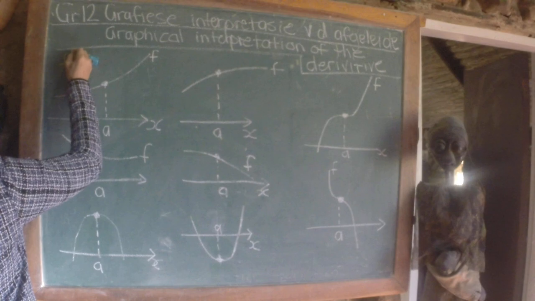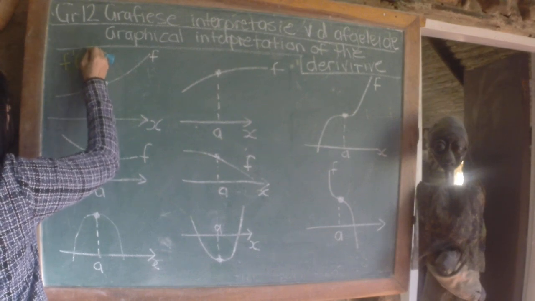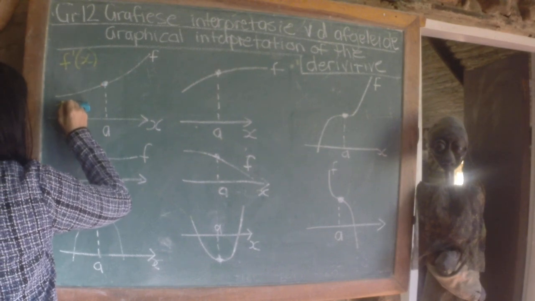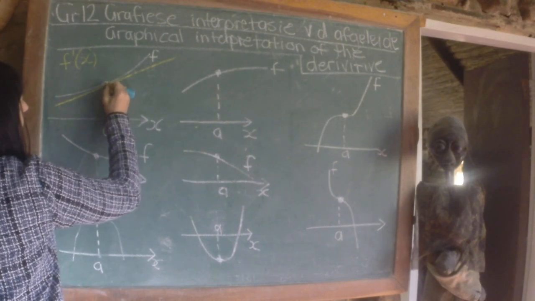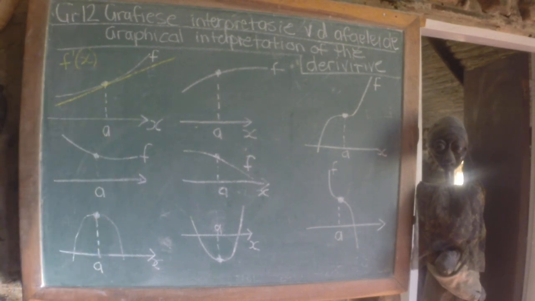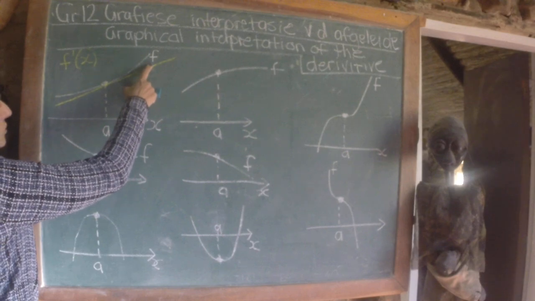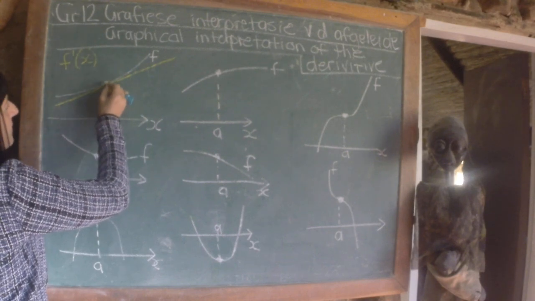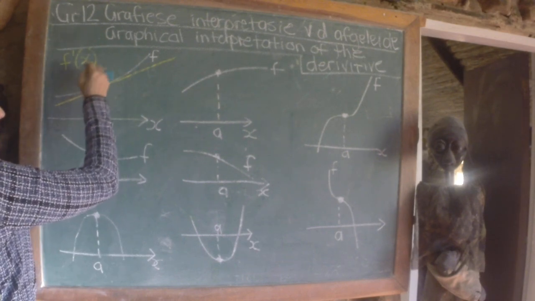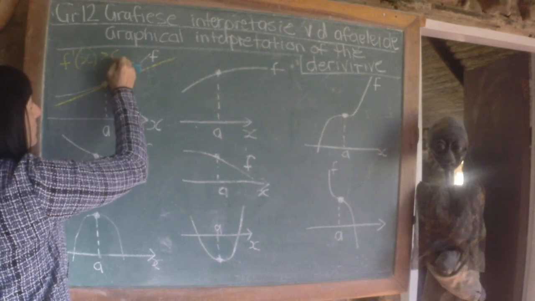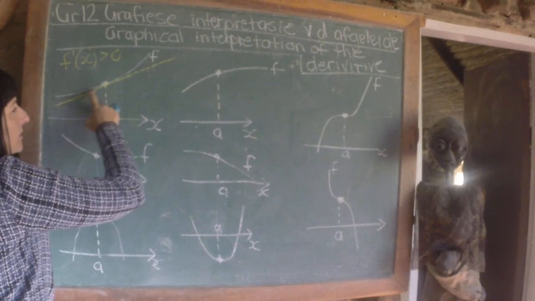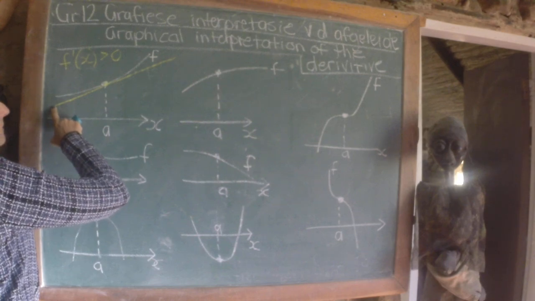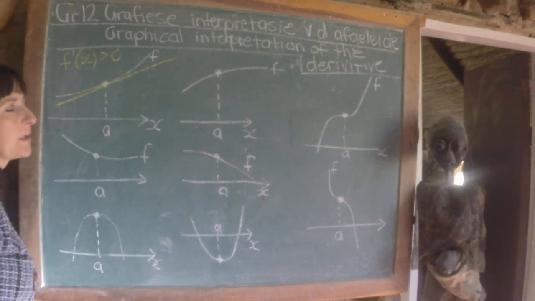Die afgeleide is die gradiënt van die raaklyn by daai spesifieke punt A. So if you get the derivative of that function, then that derivative will be greater than 0. Why? Because if it's an ascending function, this tangent will be an increasing line.